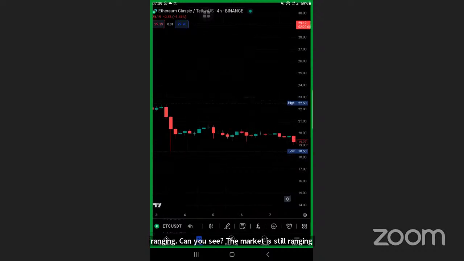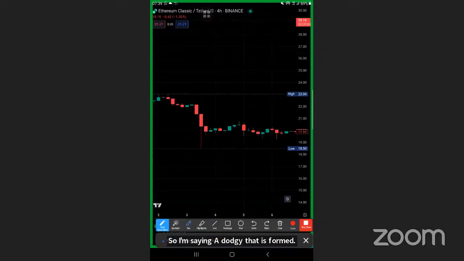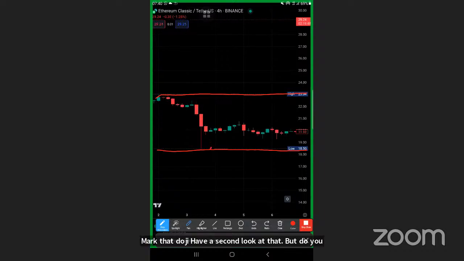So I'm saying a doji that is formed when you are approaching a support level or a resistance level, mark that doji. Have a second look at that doji. But dojis that are formed in the process when the market is still going up, you're going to see some dojis forming. That does not mean anything.